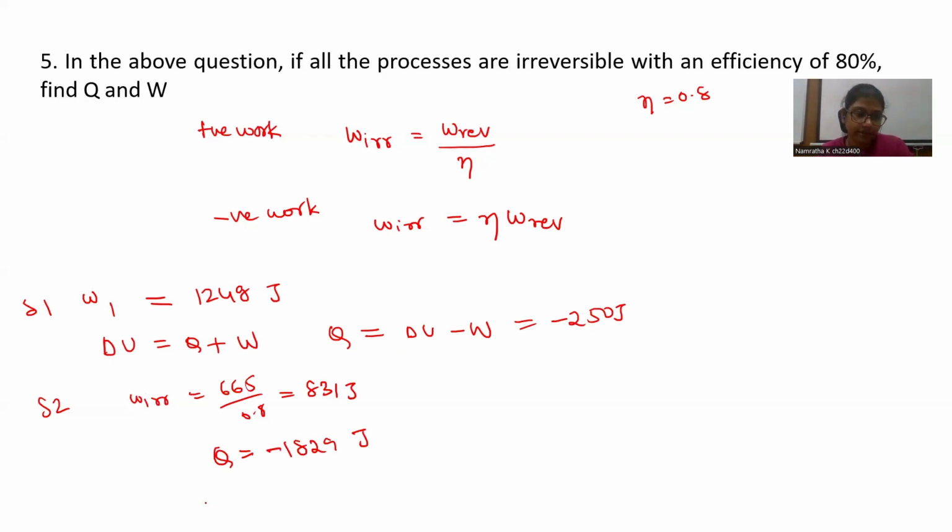So in the step 3, you will get work is eta into work reversible. It will be lesser work because it is given by the system. So 0.8 into minus 1495, which is minus 1196 joules. I'm writing slanted because there's a space constraint. Excuse me for that. And now we have Q again similarly, delta U minus W. That's how you will get 1196 joules.